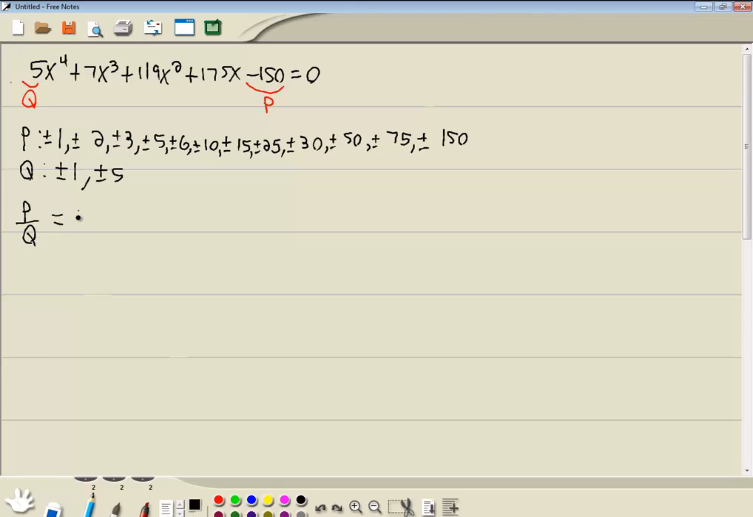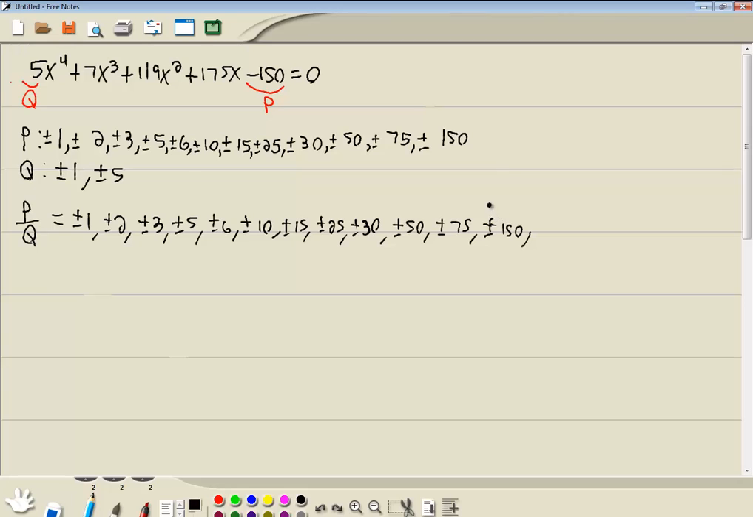So 1 over 1 is 1. 2 over 1 is 2. 3 over 1 is 3. 5 over 1 is 5. 6 over 1 is 6. 10 over 1, 10. 15 over 1, 25 over 1, 30 over 1, 50 over 1, 75 over 1, 150 over 1.